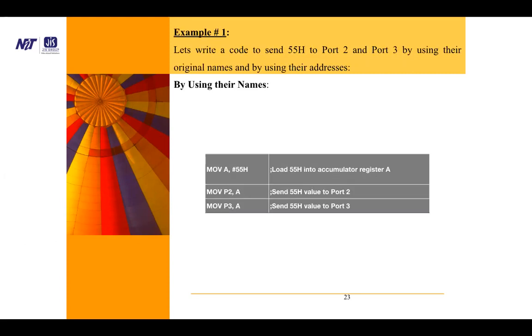Example 1. Let's write code to send 55H to port 2 and port 3 by using their original names and by using their addresses. By using their names: MOV A, #55H loads 55H into accumulator register A. MOV P2, A sends the 55H value to port 2. MOV P3, A sends the 55H value to port 3.